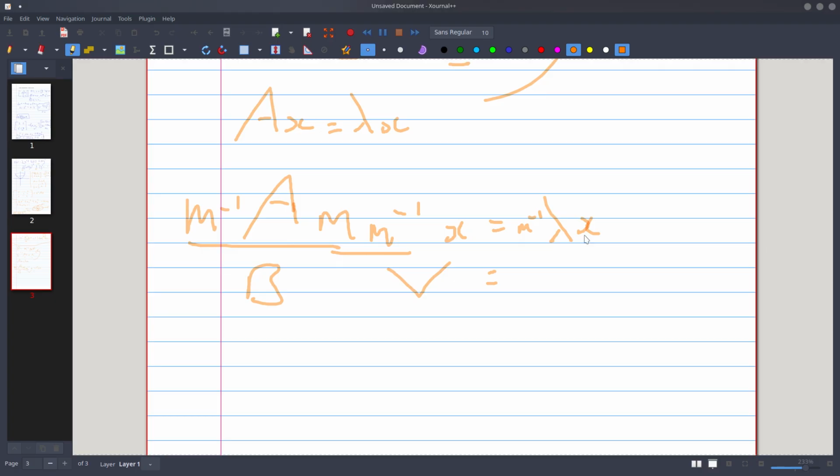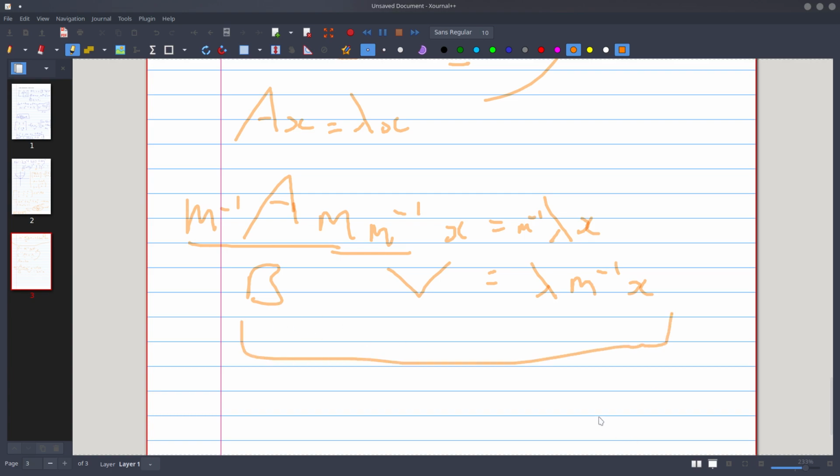Can you see what's going on here? You can move this lambda, by the way. This is lambda. I should make it a little bit more obvious. M inverse X. Now it should be super clear what's going on here. Can you see? It's okay.